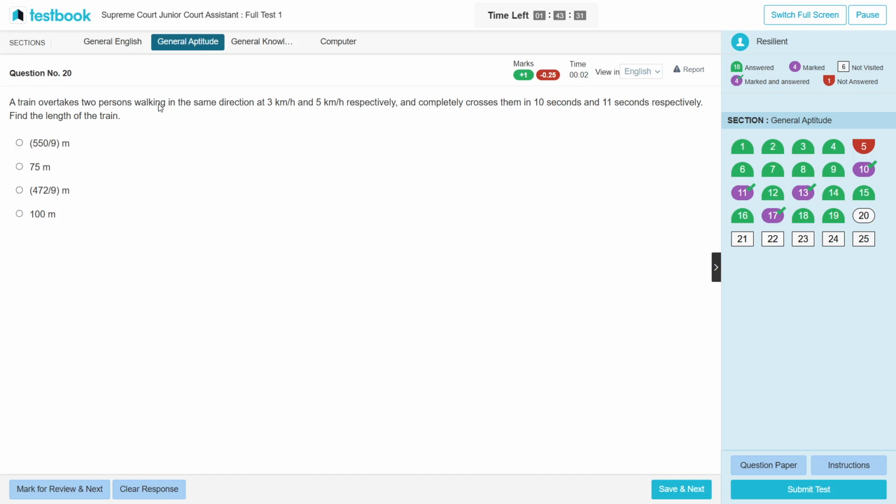A train overtakes two persons walking in the same direction at 3 km and 5 km respectively and completely crosses them in 10 seconds and 11 seconds respectively. Find the length.